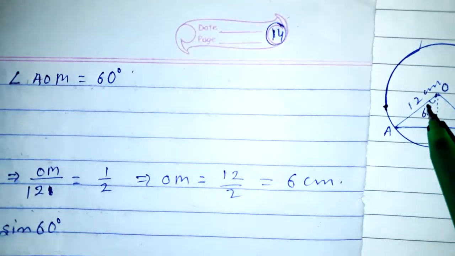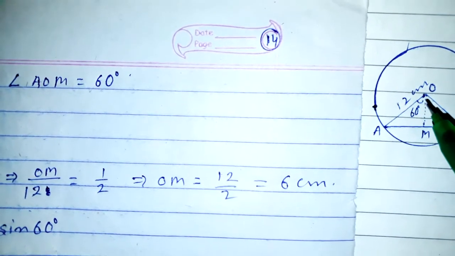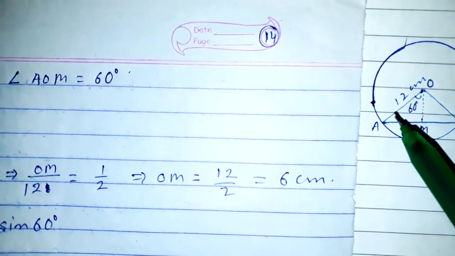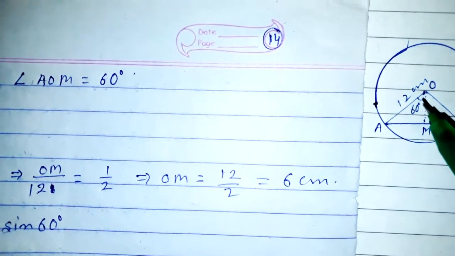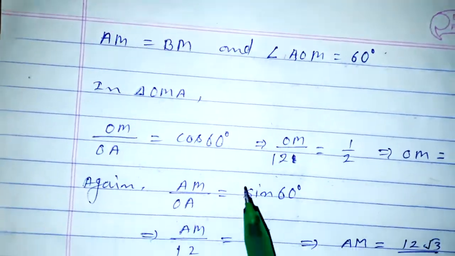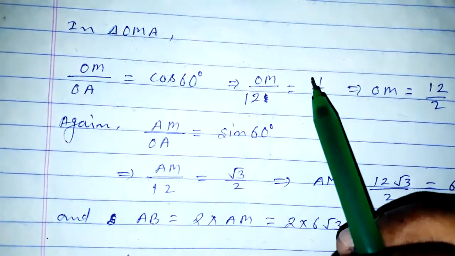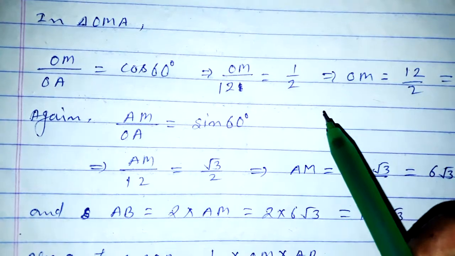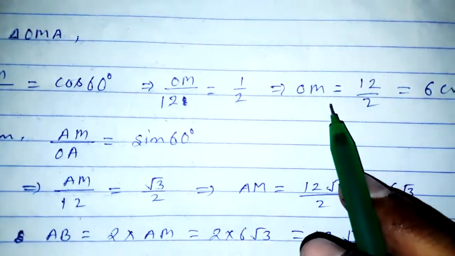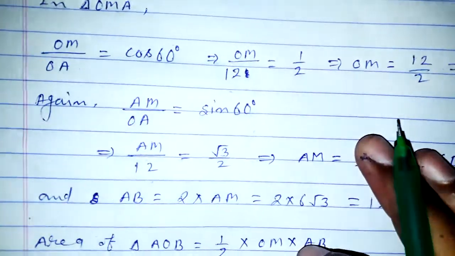In this triangle, ratio of this side to this side, so this is the adjacent side of angle 60 degree and this is the hypotenuse. So this ratio is called the cos. So here use this cos 60 degree. The value of OA is 12, OM. Cos 60 is 1/2, OM 12/2, divide here to 6 centimeter.